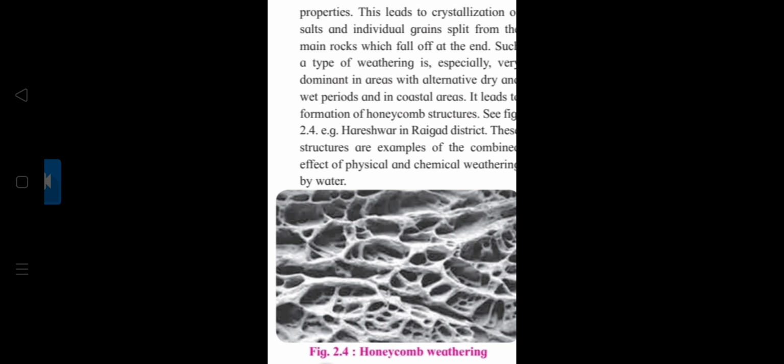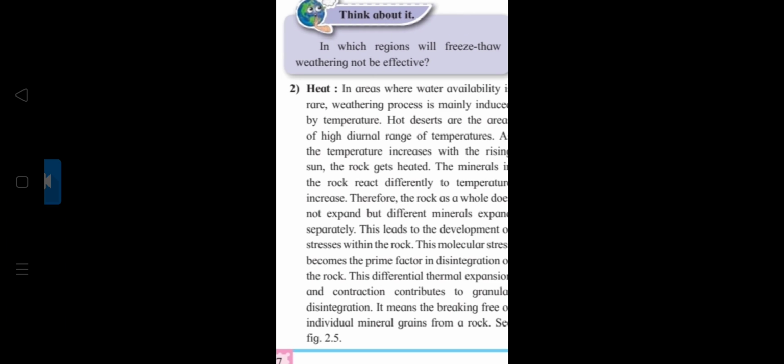Now, there's a question over here. They are saying in which regions will freeze-thaw weathering not be affected? You have to find the answer. I can give you a small explanation to it. Freeze-thaw weathering is not effective in cold polar regions, where the soil cover and rocks are very little. There is snow everywhere. So in this region, freeze and thaw weathering will not be effective.